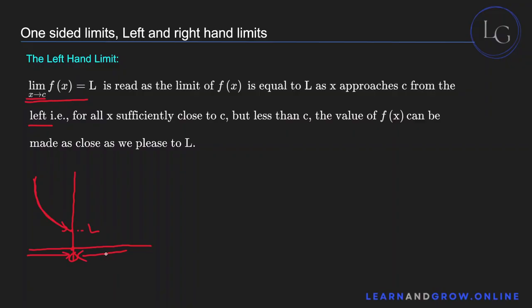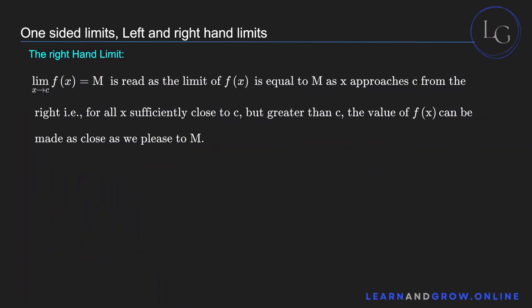So L does not exist from the right-hand side. If you approach it from the right-hand side, it will not approach L because there is nothing on the right-hand side of the function. On the right-hand side of 0, there is no function. So this is an example of a left-hand limit. Now let's see a right-hand limit.